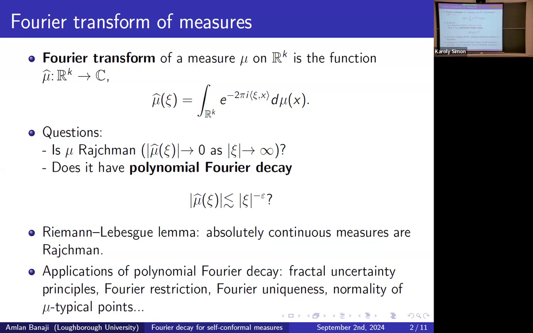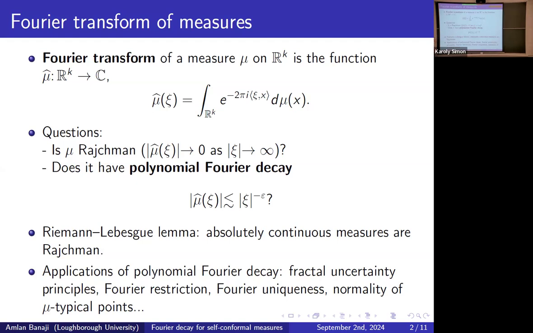Fourier decay can lead to Fourier restriction estimates, which is a very hot topic at the moment, about saying that the Fourier transform of an L^p function can sometimes be meaningfully restricted to certain sets of measure 0. One can ask about the Fourier uniqueness problem. So if you're given a Fourier series, which sets will uniquely determine the Fourier series by its values on that set? And finally, normality of numbers.